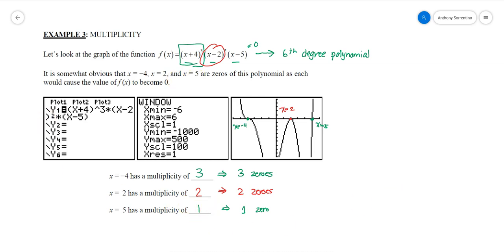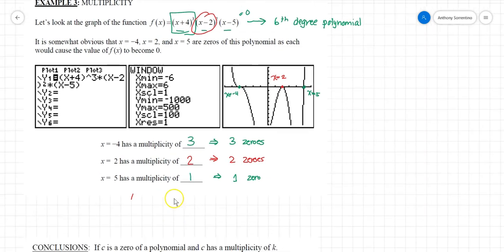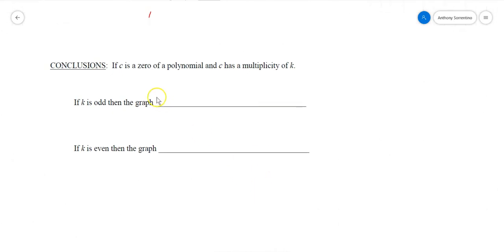So, moving on to the conclusions, which I kind of already gave for this, I'll let you have a chance to answer them before I fill them in. If c is a zero of a polynomial and c has a multiplicity of k, then if k is odd, then the graph blank, and if k is even, then the graph blank. So answer these questions to the best of your ability, and we'll go through them in a moment.